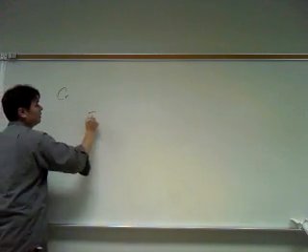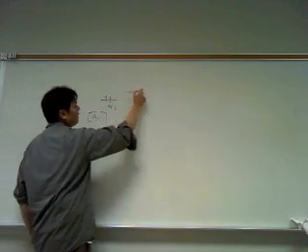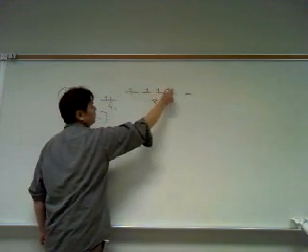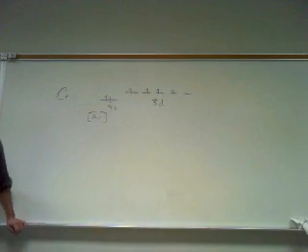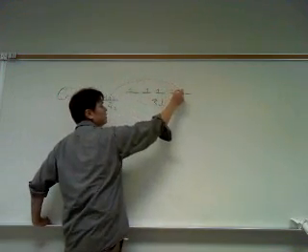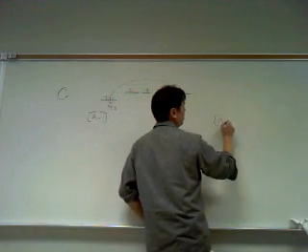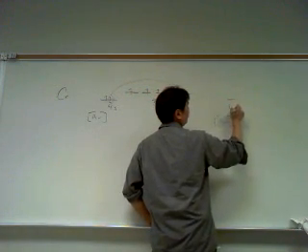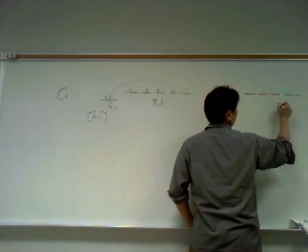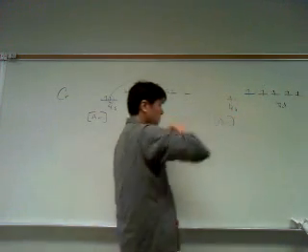If we look at chromium, we've got the argon core, and then the next orbital would be the 4s. And so we'd say 4s, 3d, 1, 2, 3, 4. But yeah, this is the exception. The exception is this s gets promoted to the d, and we end up with this: argon, 4s1, 3d5.